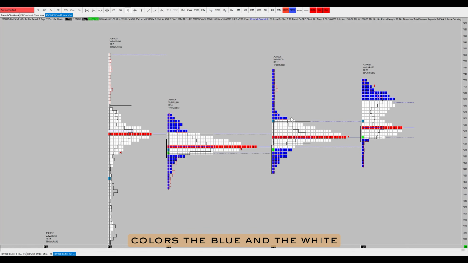The other shadings that are a bit more obvious, that are not shadings but are completely different colors, are the blue and the white. What we're looking at right here in the white is where we spent 70% of our time. This is referred to as the value area. 70% of the time throughout this distribution, right? So the blue is obviously the remaining 30%. The red line right here is where we spent the most amount of time. So the point of control for the TPO chart is where we were present throughout the day the most, right?